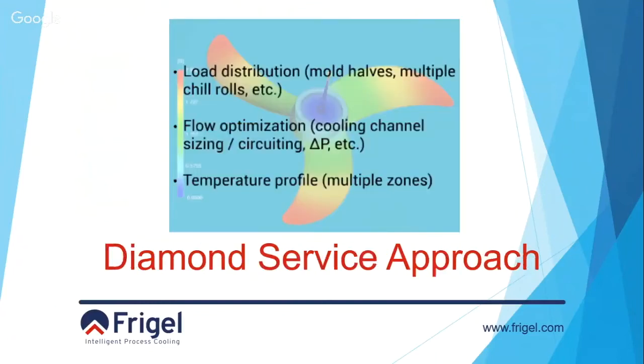You may ask, but of course we ask the same basic questions. They determine what the thermal load is at its most basic level. Now let's look at how Fragile's diamond service shines above all others. We look at how the thermal loads are distributed, for example, between mold halves, multiple series chill rolls, multiple series extrusion tanks, etc. We analyze temperature profiles for multi-zone applications. And we strive toward achieving optimum flow characteristics by analyzing cooling channel sizes, circuiting, pressure drop, and so on.